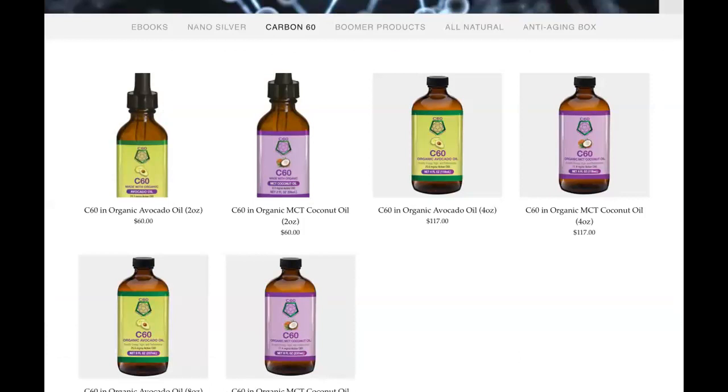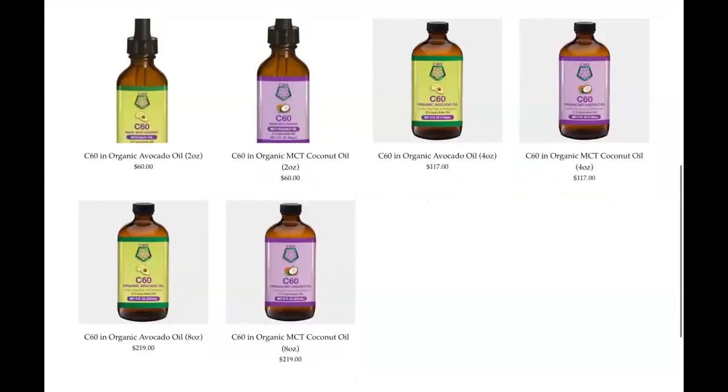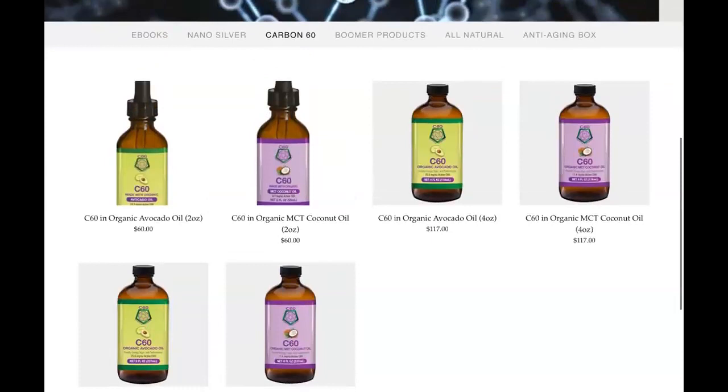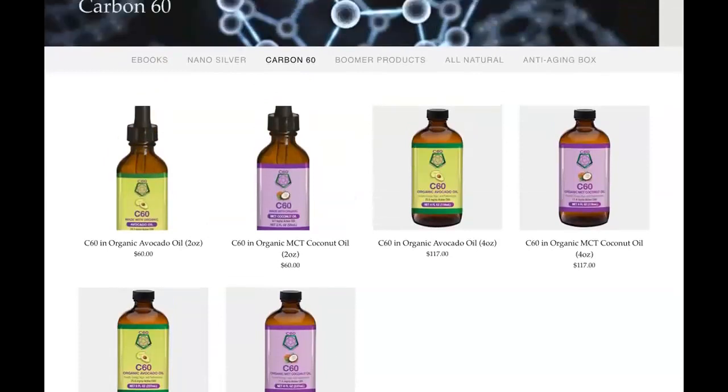C60 is a buckyball. It has 60 carbons, and what it's doing is soaking up those reactive oxygen species in the cell that create cellular stress. When you soak those up, you are giving the cell less oxidative stress, so it can heal better, and it also improves mitochondrial health. When you're improving the mitochondrial health, you're going to be able to create the ATP that you need. I sell it in 2-ounce, 4-ounce, and 8-ounce. So please try that product. It's a great product for being a strong antioxidant.